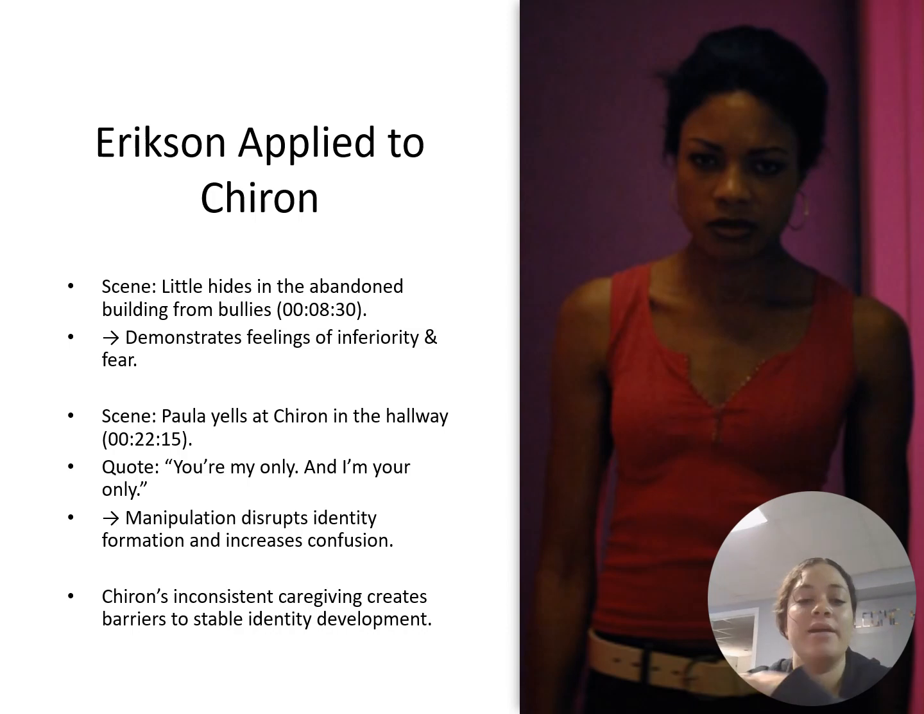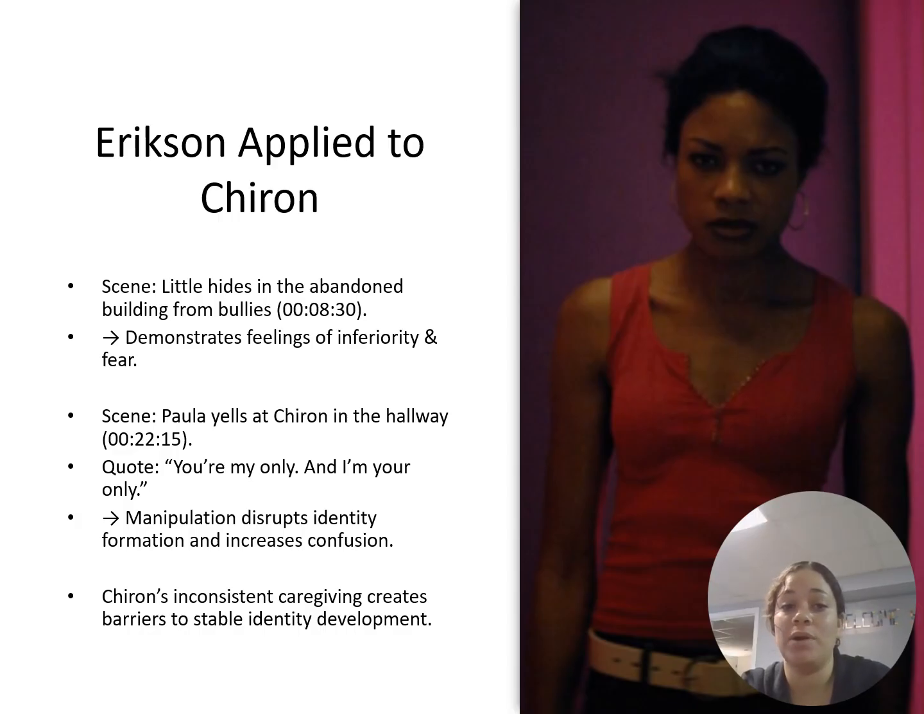So when we're applying Erikson's theory to Kieran, in his childhood, we see him enter the stage of industry versus inferiority. One of the earliest scenes in the film shows Little hiding from bullies in an abandoned building at 8 minutes and 30 seconds. This moment shows him experiencing a deep fear, social rejection, and isolation. We don't know exactly why they're chasing him, but based on what they're saying, they're calling him out for his sexuality, they're making fun of how small he is, and there essentially is just no one there to protect him. Rather than feeling competent or confident, Kieran internalizes inferiority.